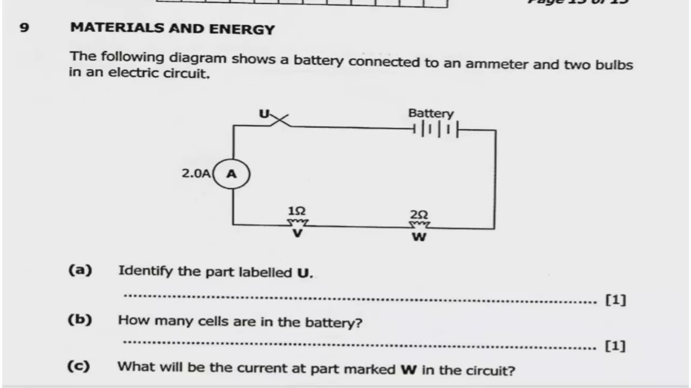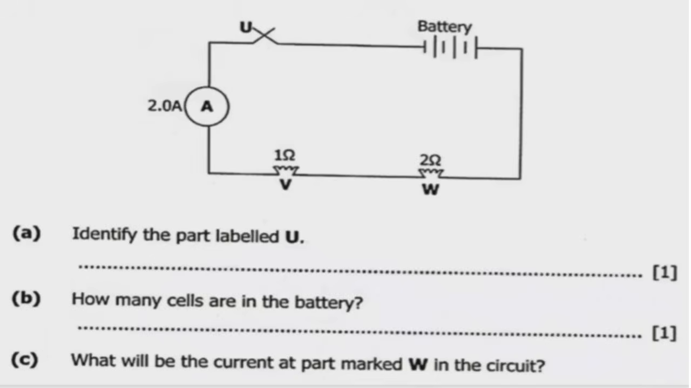So what we can do is take time and study the diagram. Once we have studied the diagram, we can identify the parts that are in there. So we can tell that we have U here. U is a switch.